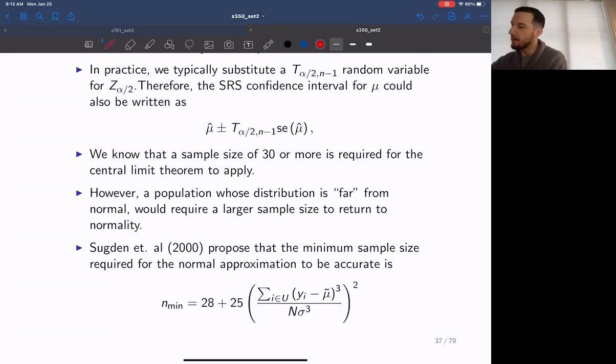Okay, so we know that in general, the rule of thumb for the central limit theorem is that we need a sample size that is greater than or equal to 30. However, the truth is that the sample size you actually require to have the sampling distribution of the sample mean form a shape that is approximately normal varies with how far the population variable deviates from normality.